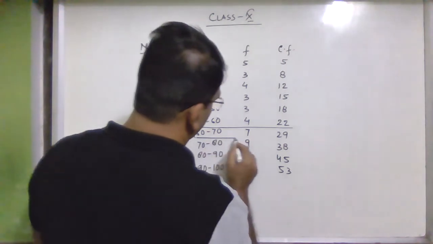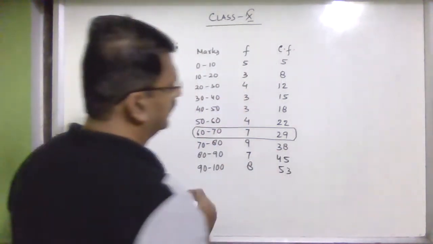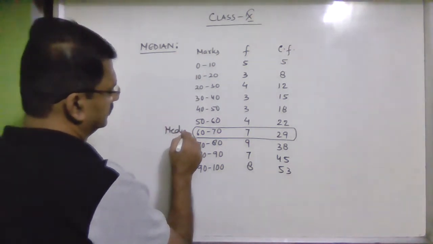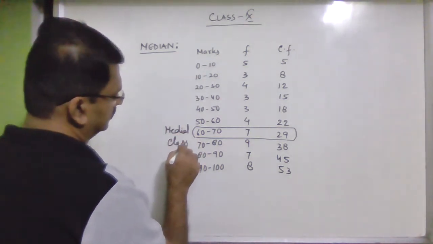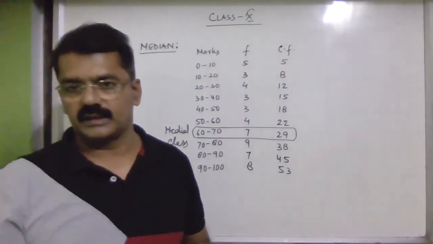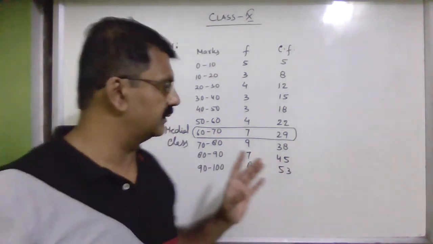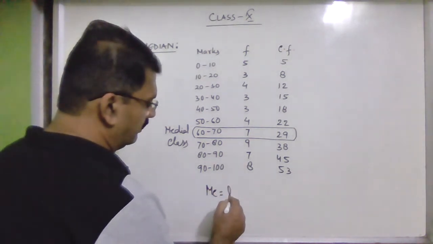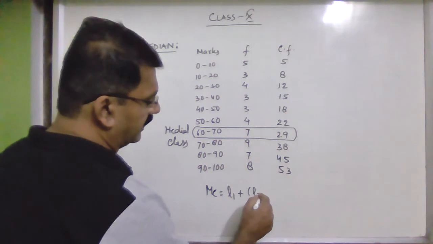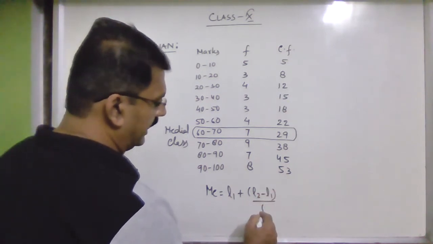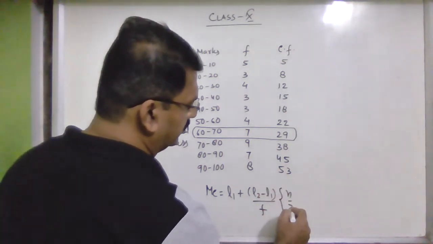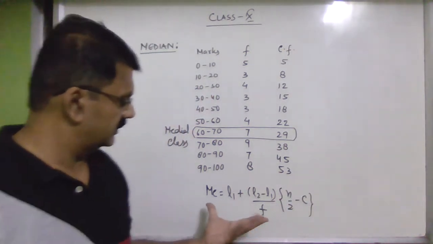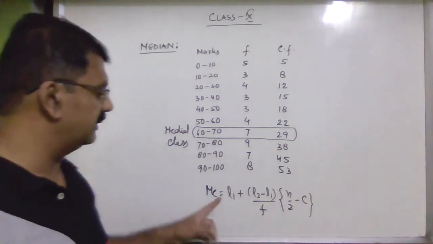Once you get the median class, the formula for median here is L1 plus, L2 minus L1 upon F, times N by 2 minus C. Now let me tell you the meaning of the symbols here.